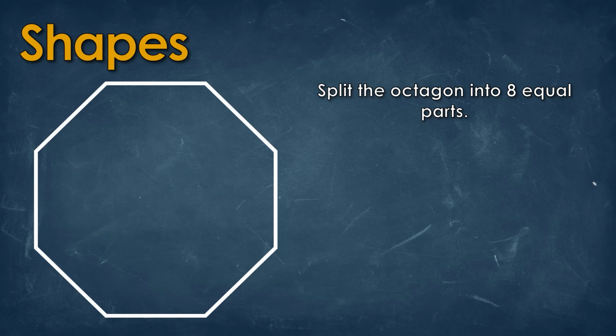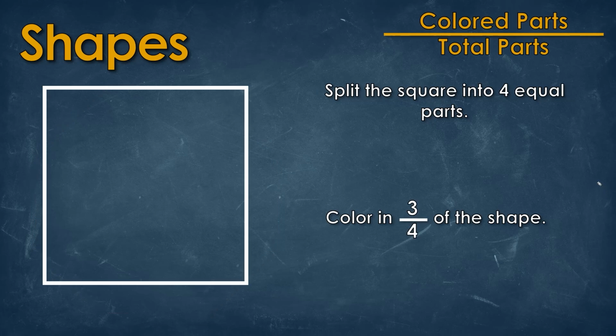Let's try another example. Okay, so now let's go back to splitting up a square into 4 equal parts. I'm going to go from the center of the sides. Now we have 4 equal sides, right? We have 1, 2, 3, 4 sides. And why don't we color 3 parts of the shape?